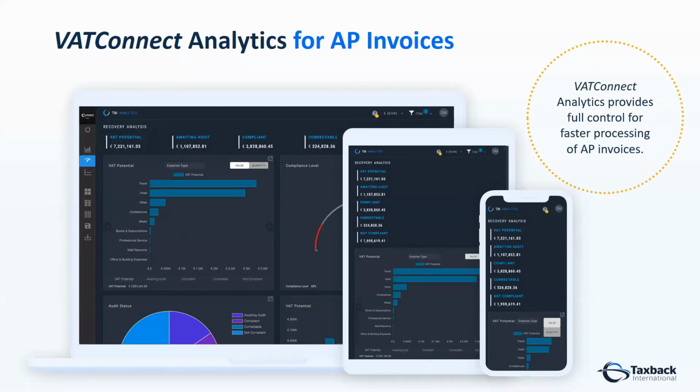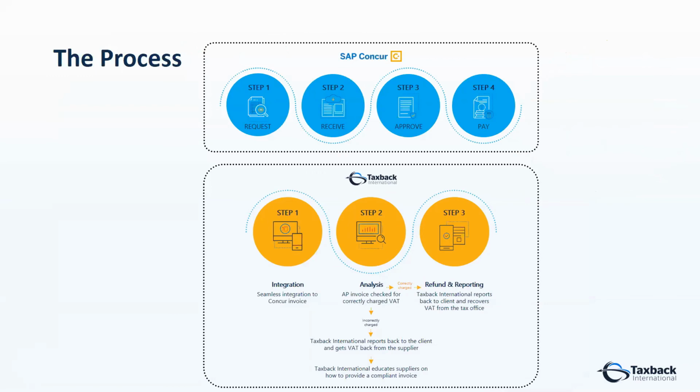Through our VAT Connect analytics tool, we're providing you with full control so that you can see exactly where your VAT potential is, what's awaiting audit, what's compliant, what's correctable, and what's VAT back from the supplier. As I mentioned, the Taxback process happens at the very back end of the Concur Invoice lifecycle. It's seamlessly integrated. We're doing the analysis. We're identifying where foreign VAT is being charged.